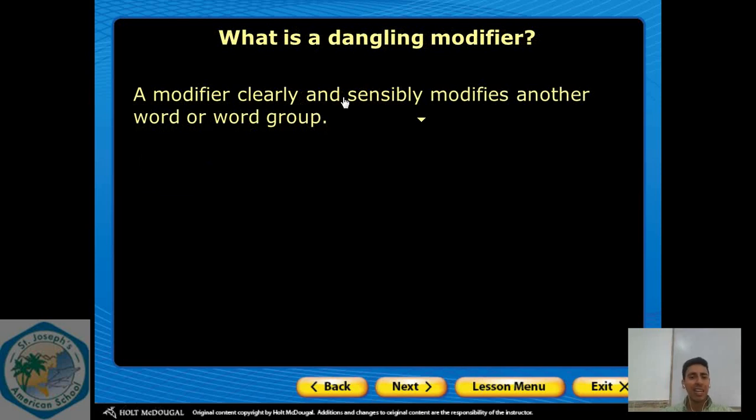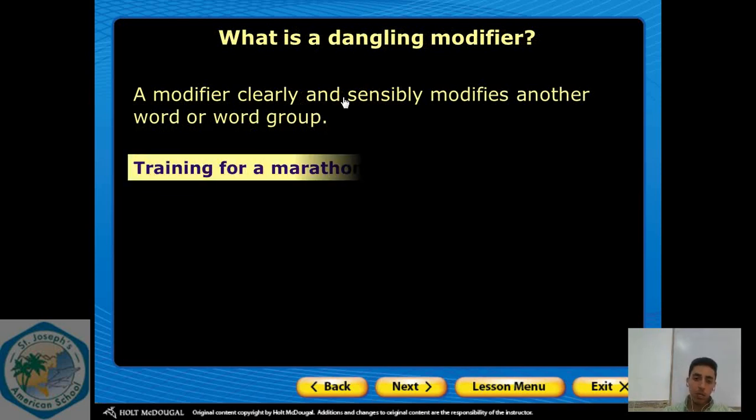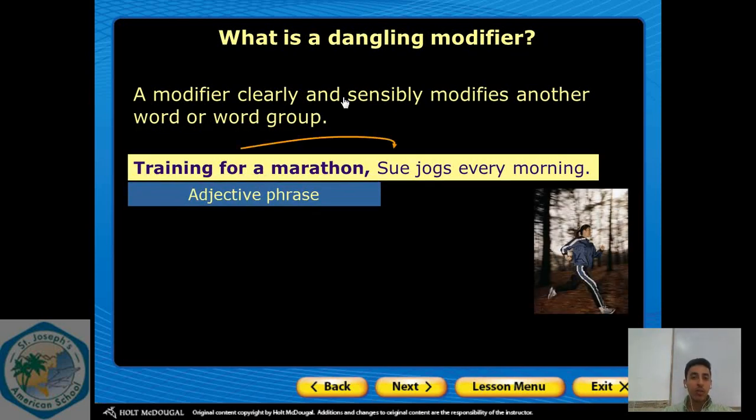A modifier clearly and sensibly modifies another word or word group. But if it's not doing this, it means it's dangling. As you can see here, "Training for a marathon, Sue jogs every morning." It's very clear that Sue is the one who is training for a marathon. So it's good here. It's not dangling, no problems at all.